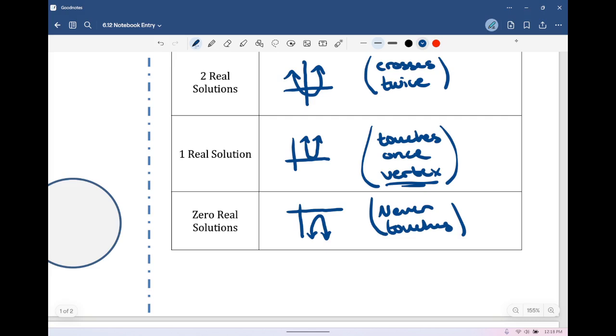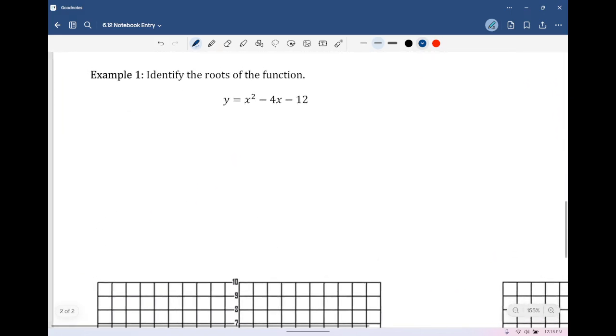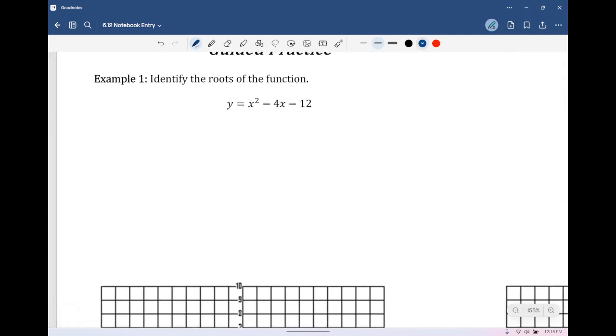Flip your notes. All right, so example 1, identify the roots of the function. Now, this is a fairly systematic process. It's always the same setup. Questions? All right, let's just make sure voices are off.